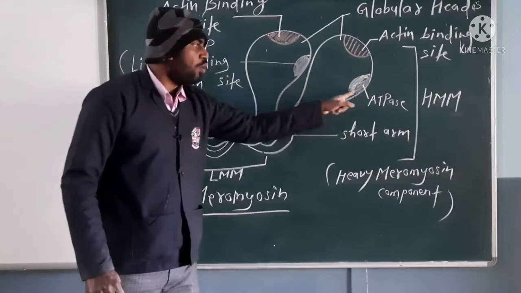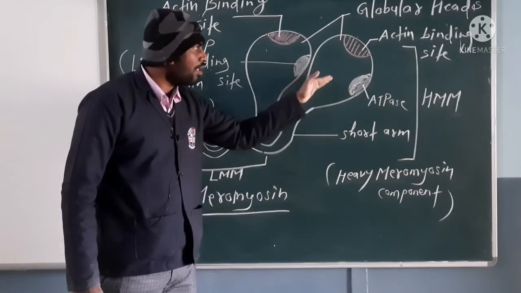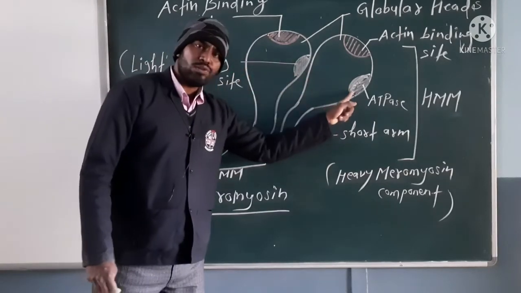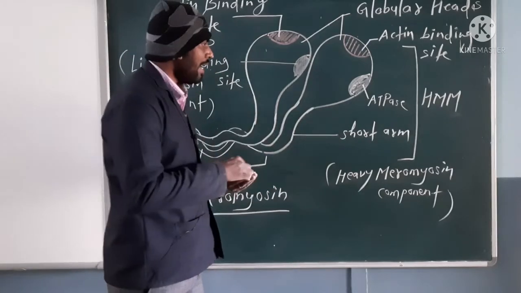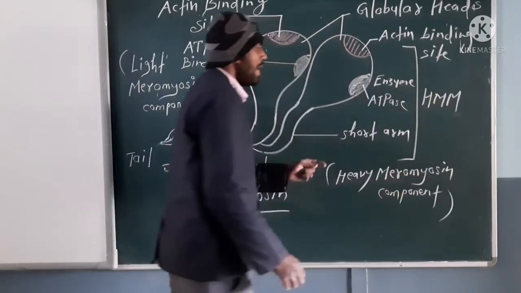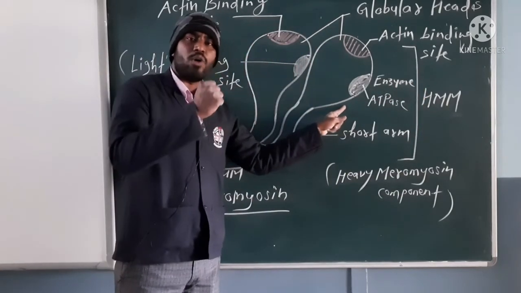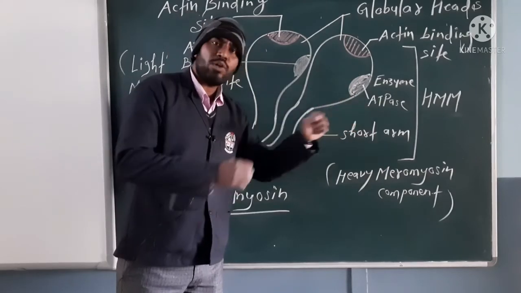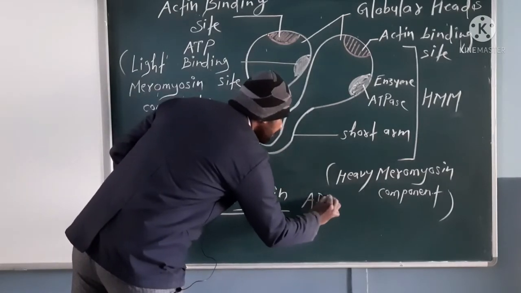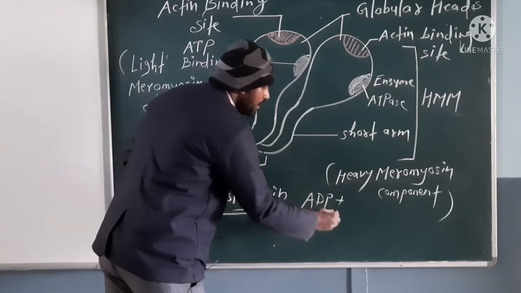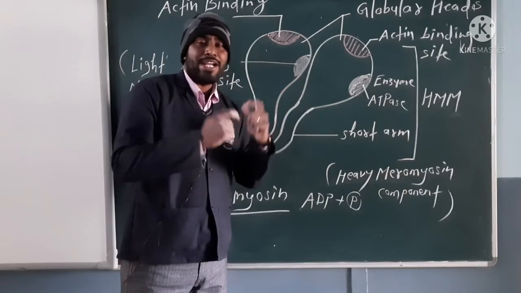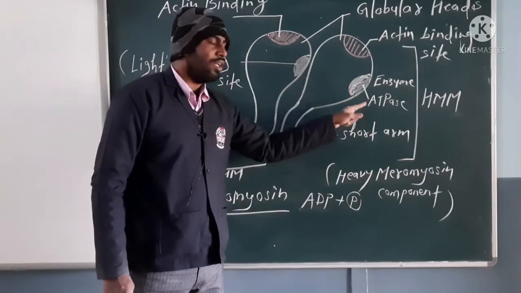And one more site is present on the globular head of meromyosin. This site is called the ATP binding site. This site also contains one enzyme which is named ATPase, which helps in hydrolysis of ATP. That means when an ATP molecule binds here, this enzyme breaks ATP into ADP and a single phosphate. Adenosine diphosphate and a single phosphate molecule. So this breaking of ATP is called hydrolysis, and it is done with the help of the enzyme ATPase.